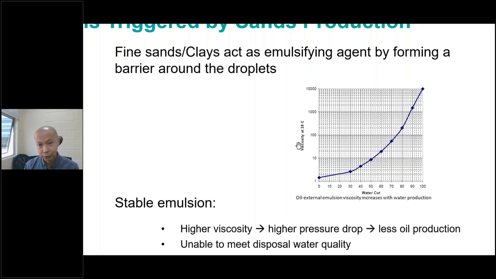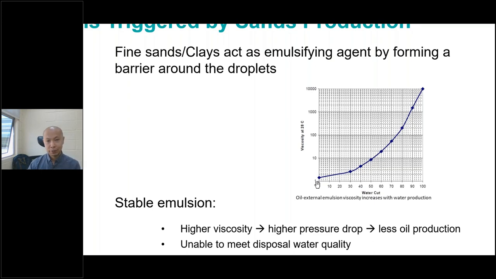So this chart shows the viscosity of the fluid as a function of the water cut. When the water cut is 0, it means we are producing only oil. When the water cut is 100, we are producing almost 100% water. So when we are producing only oil, the viscosity at 28 degrees C is around 1. This is just an example, right? And we all know that the viscosity of water is also around 1 centipoise. So it's not a big deal.